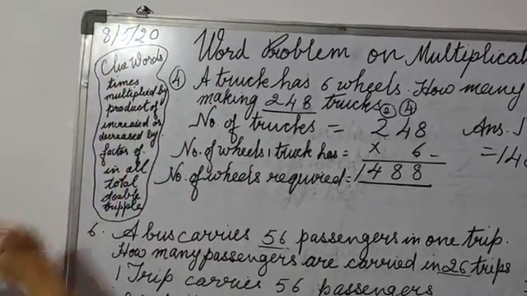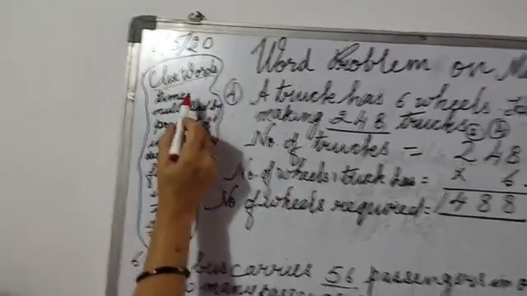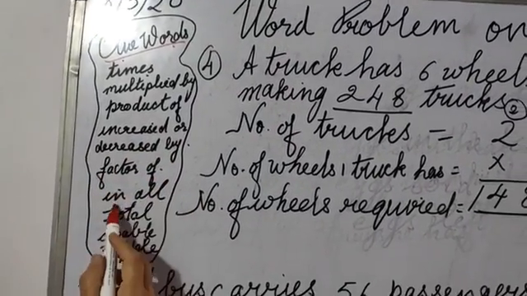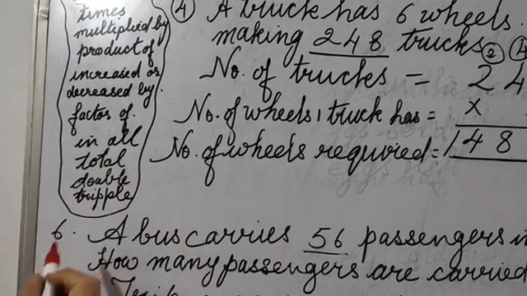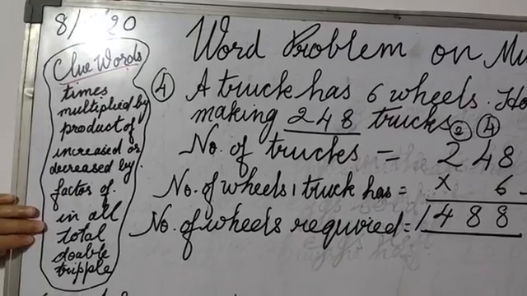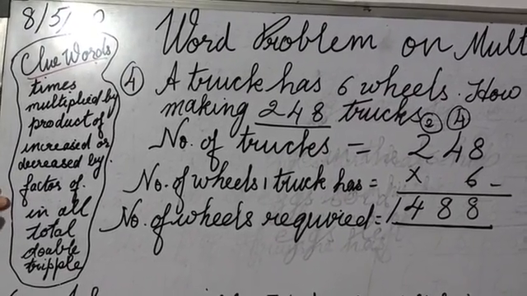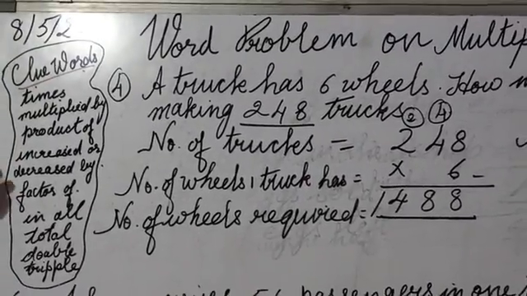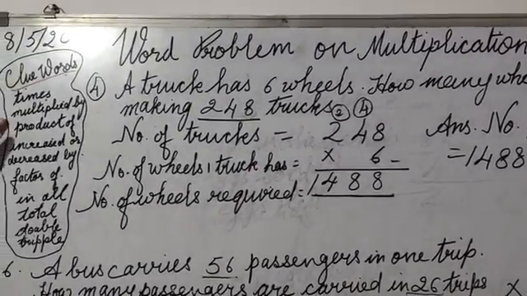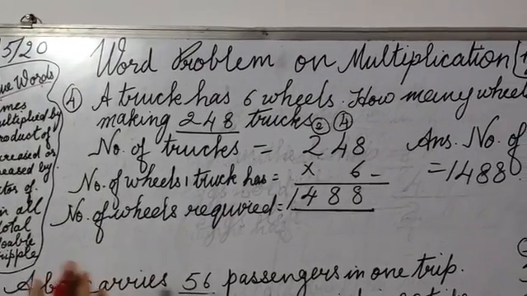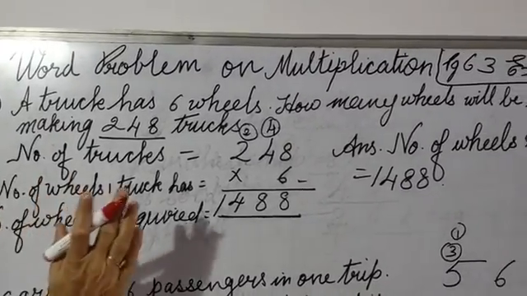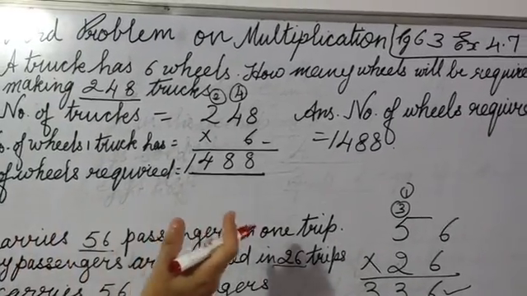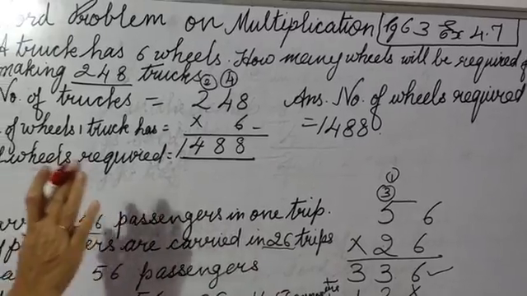For multiplication, these are the clue words: times, multiplied by, product of, increased, decreased, factor of, in all, total, double, triple. If these words are coming, it means we have to do multiplication. I gave you some clue words for addition and subtraction also. Same way, these are clue words. If these are there, then you come to know that we have to do multiplication. And the easiest way is, you know the smaller number of things and you want to know about more of those things, then you do the multiplication. This is the simple way to understand.